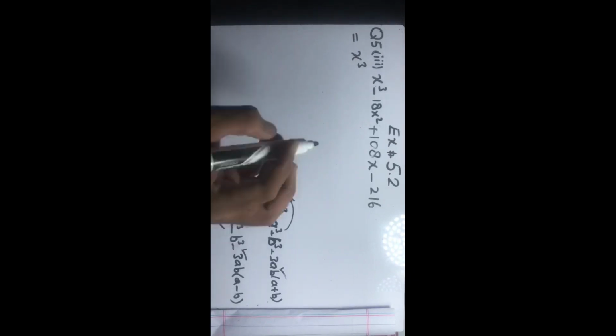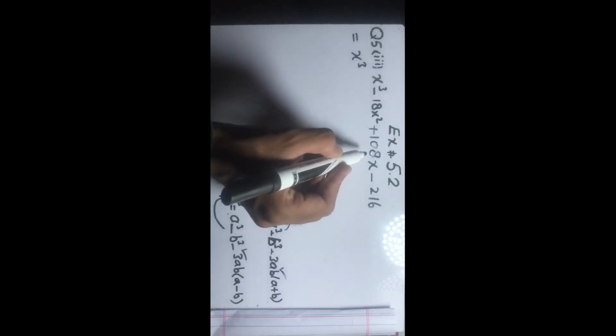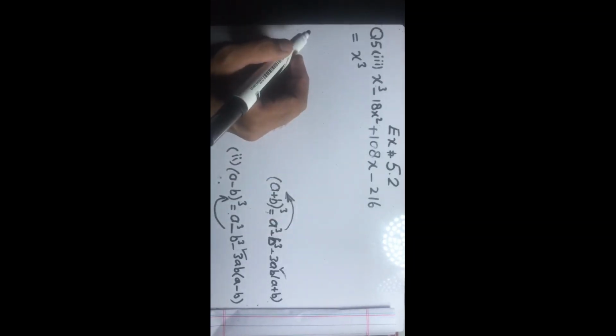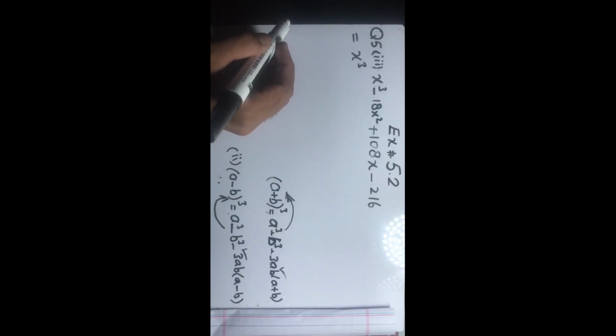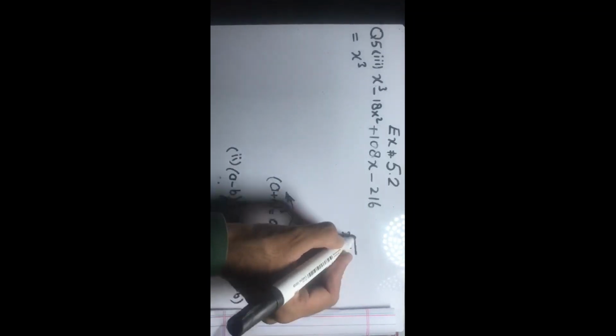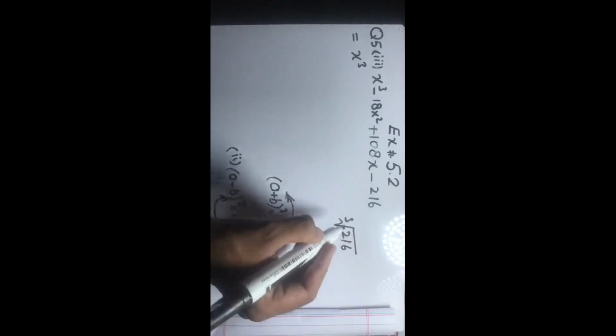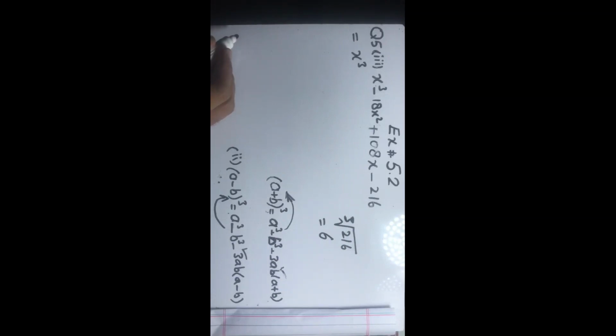The b term should be the cube of any number. 18x square is not a cube of any number. 108 is also not a cube of any number, but you can see 216 is the cube of 6. How can you find the number whose cube is 216? You just take the cube root of 216, then the answer is 6. You can calculate this by a calculator.